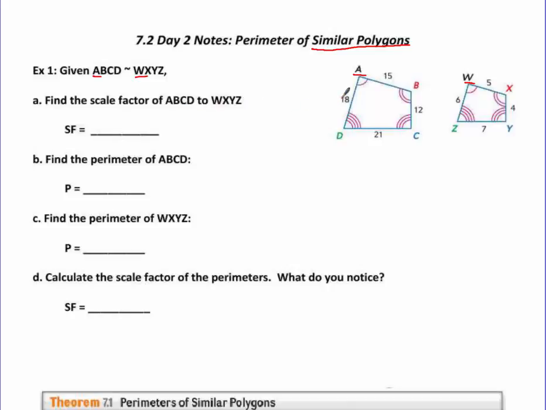Okay, well, we can take any side, so we'll take 18 and 6. So 18 to 6 equals 3. So that means our scale factor is 3. And what that means is that this is 3 to 1 is our ratio of this polygon to this polygon. Okay, so find the perimeter now of ABCD.